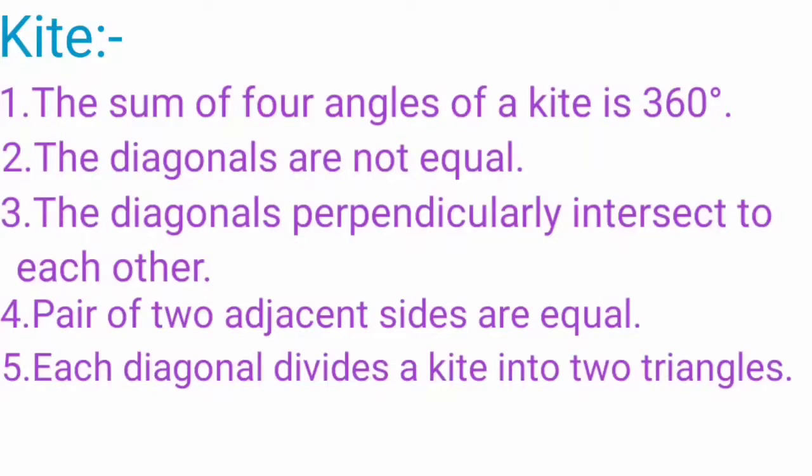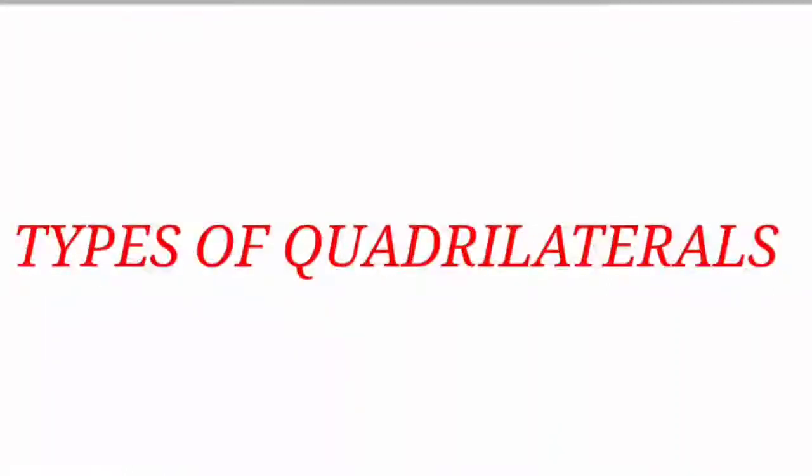are not equal, the diagonals perpendicularly intersect each other, pairs of adjacent sides are equal, each diagonal divides a kite into two triangles. I think in this video you all learnt about the types of quadrilaterals.